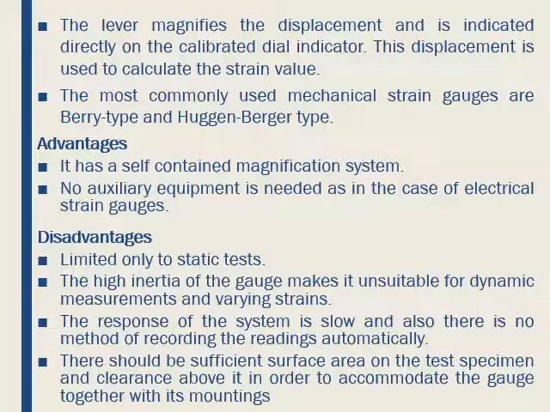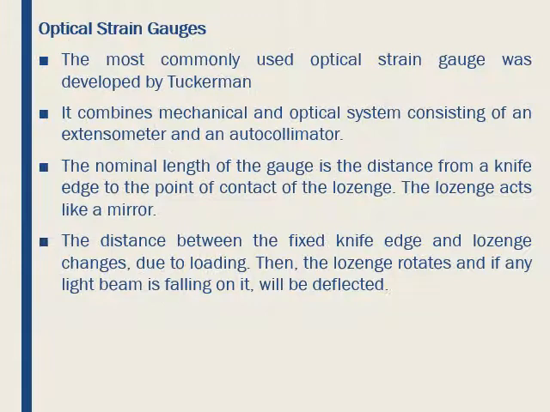Next is about mechanical strain gauges. Next we'll move to the optical strain gauges. These optical strain gauges are the most commonly used type, and the most commonly used optical strain gauges are developed by Tuckerman. Basically, these optical strain gauges are used to measure elongation as well as deflection.